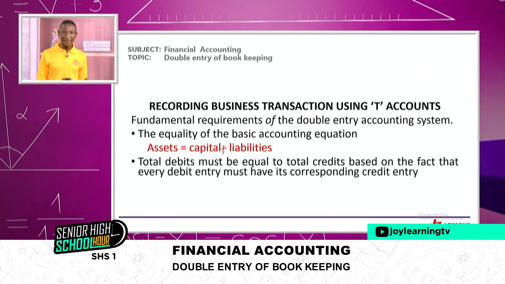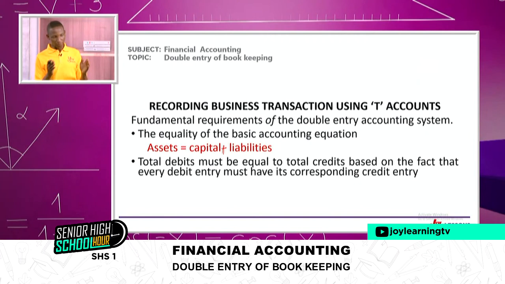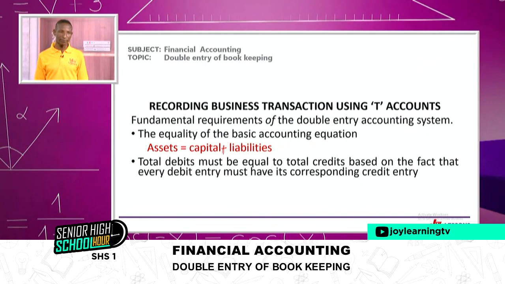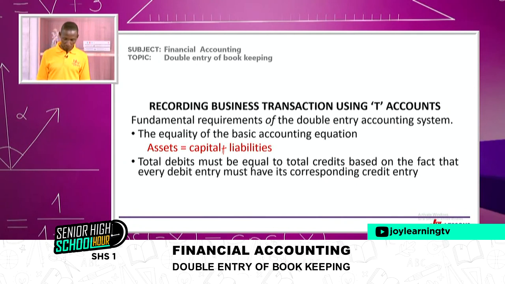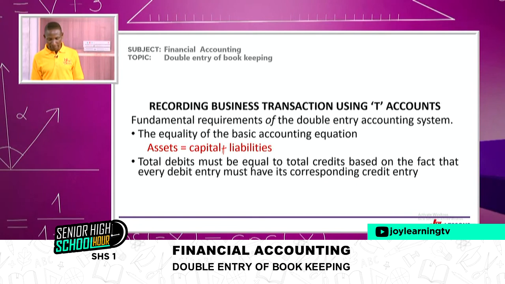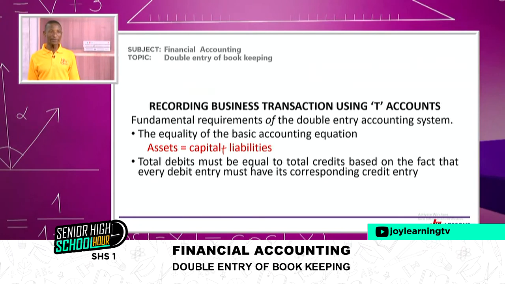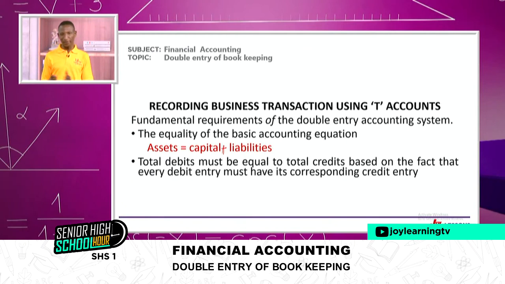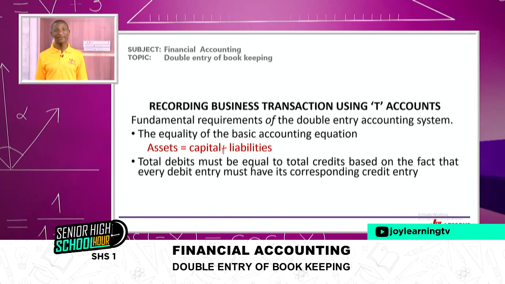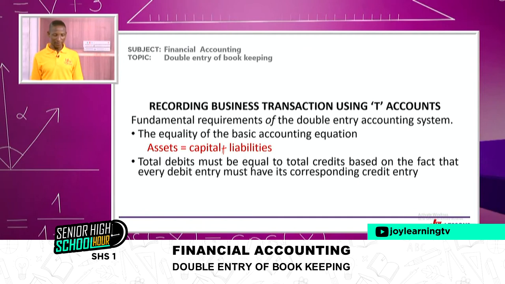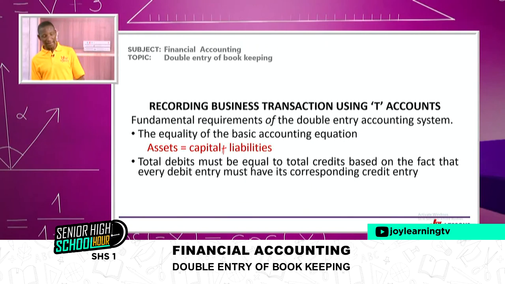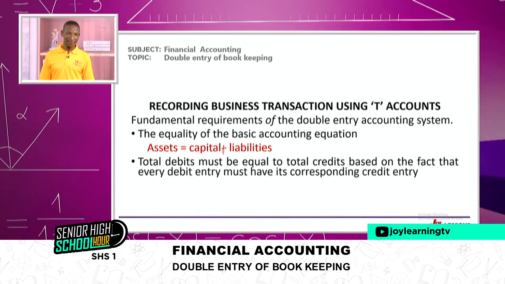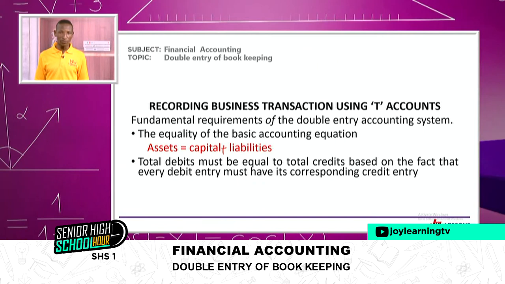So once you are passing any entry, your total debit must be equal to your credit in value. Total debit must be equal to total credit based on the fact that every debit entry must have its corresponding credit entry. So you debit, you credit. At the end of the day, the total should be the same. So that is a double entry. That is why once you open the ledgers, you balance off, and then you extract a trial balance; all things being equal, your trial balance should balance.